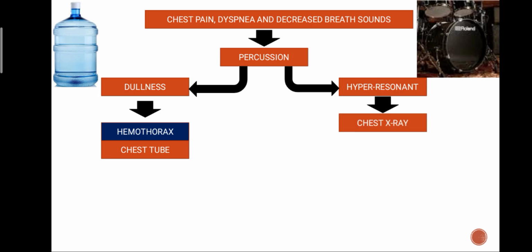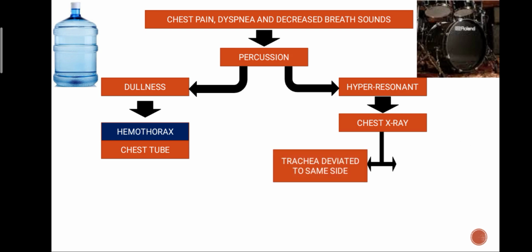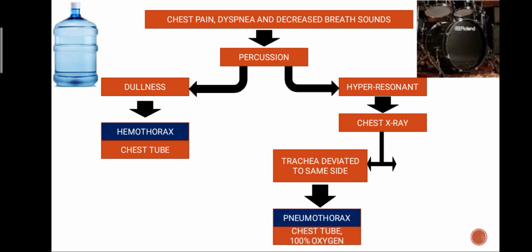And for the hyperresonant sound, check in the question whether chest X-ray results are given or not. If given, you have two differentials. Check the trachea. If the trachea is deviated to the same side as the shrunken lung, or the abnormal side of the X-ray, then it's a spontaneous pneumothorax. What you have to do is insert a chest tube and give 100% oxygen.